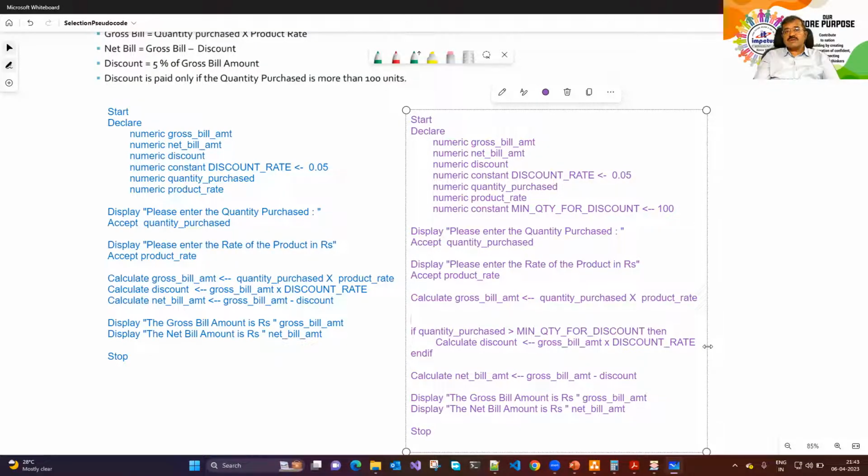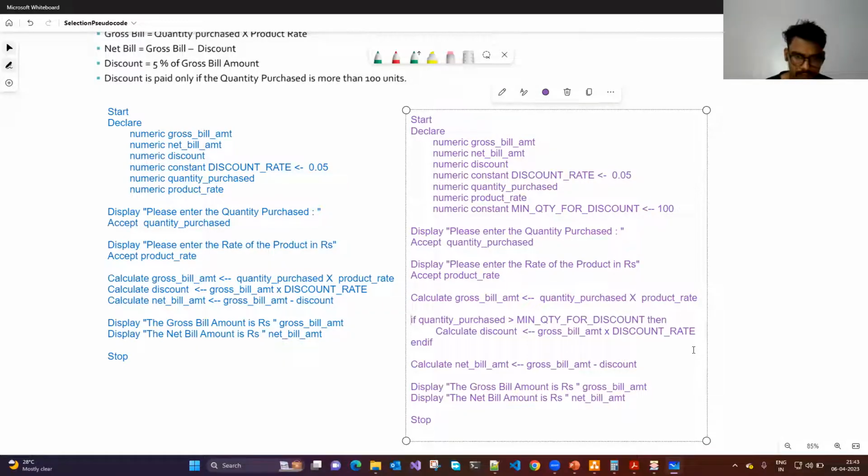Yes or no? Yes, sir. To specify. So here we are saying if quantity purchased is greater than minimum quantity for discount, then calculate the discount. Otherwise, don't calculate the discount. Let's take an example now.